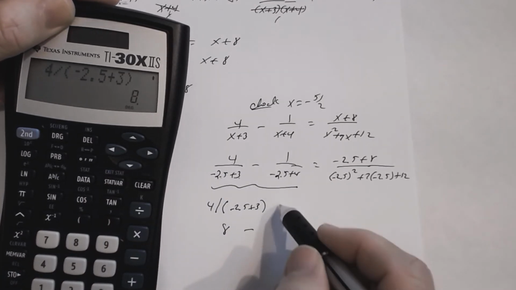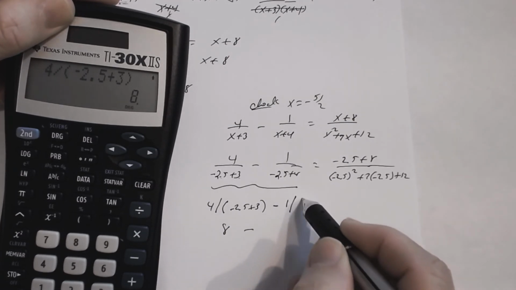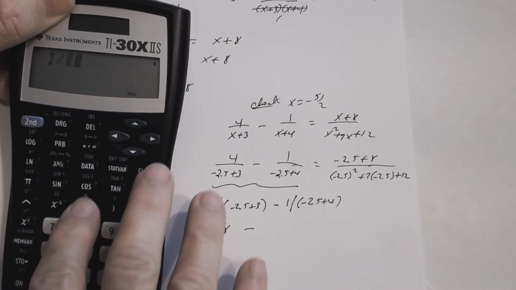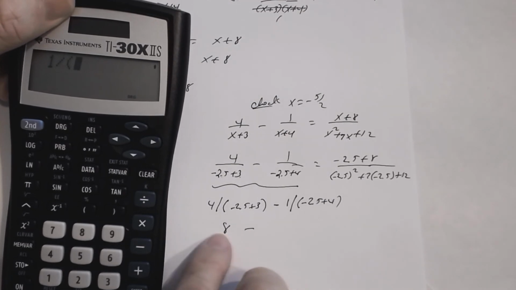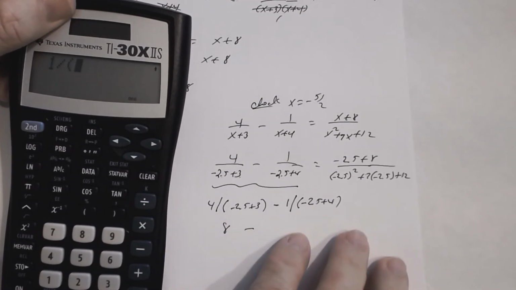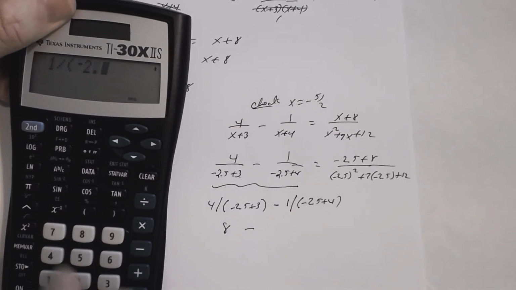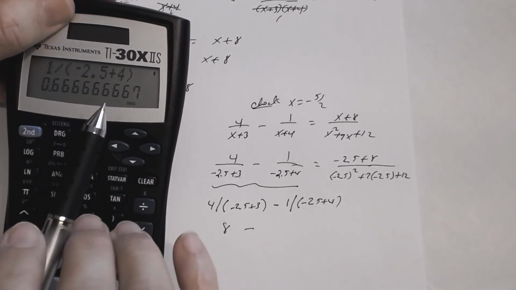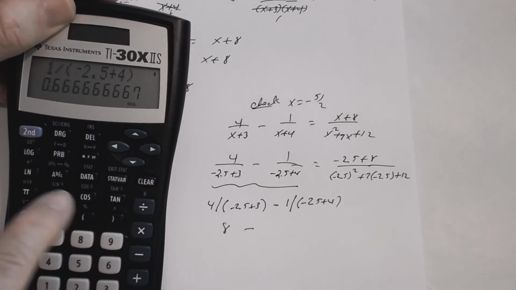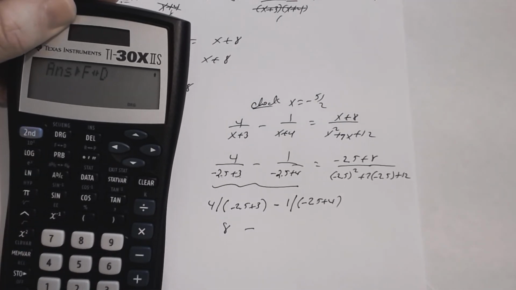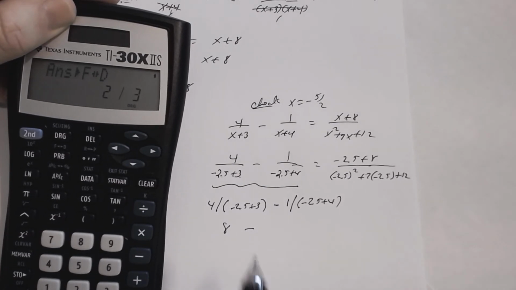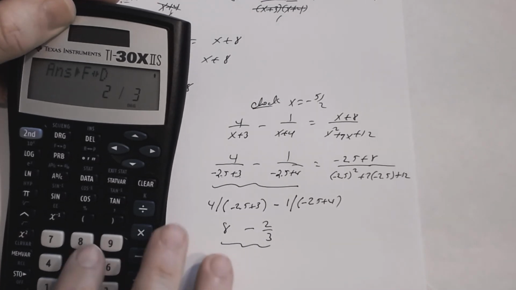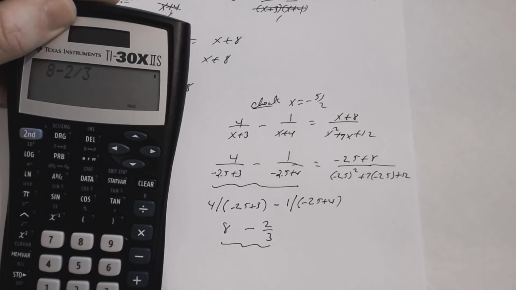Minus, do the same thing here. 1 divided by, in parentheses, -2.5 plus 4. Okay? So 1 divided by, in parentheses. If you leave the parentheses off, then it's going to be incorrect, and you're going to think your answer is wrong. -2.5 plus 4, close the parentheses, and that's 0.666 and so on. But remember, you can always change it to a fraction. So let's change it to a fraction. You already knew that was 2/3, right? Okay, so minus 2/3. So on this side I get 8 minus 2/3, just like this. And I get this.